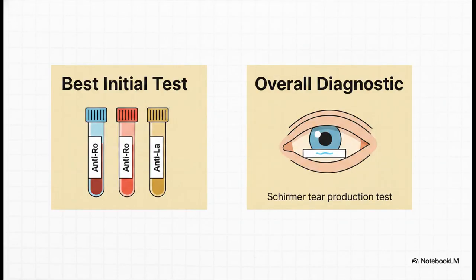Let's talk about Sjogren's syndrome. For a patient complaining of keratoconjunctivitis sicca, or severely dry eyes and dry mouth with an autoimmune background, the best initial blood tests are the anti-Ro and anti-La antibodies. But the best overall diagnostic tool is the Schirmer tear production test, which uses a little strip of filter paper on the eye to give you an objective measurement of decreased lacrimation.